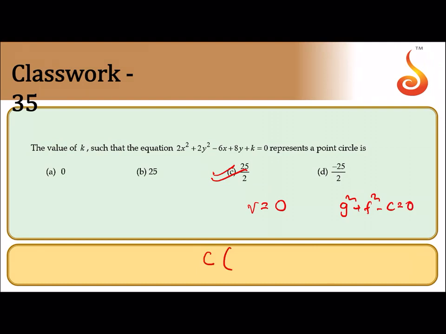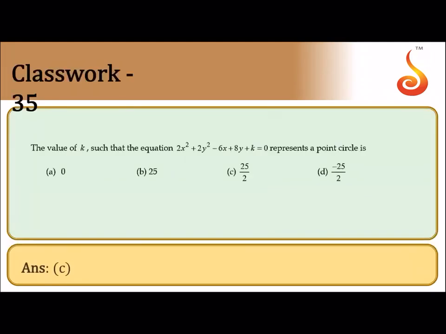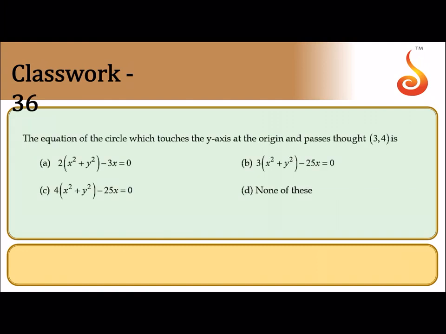We know the coordinates of center will be minus 3 by 2 and so on. So center coordinates will be 3 by 2. Similarly 8 by 2 is 4, so this will give you minus 2. Radius equal to 0, you get 25 by 2. So option C is correct.